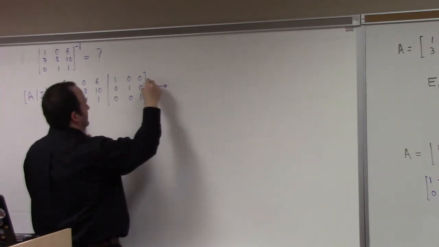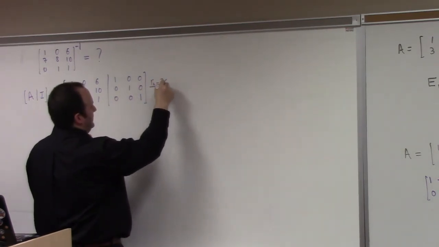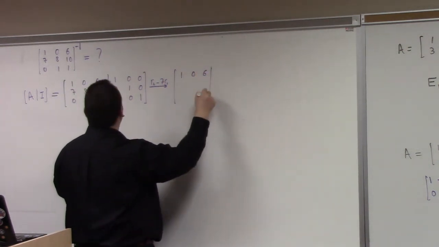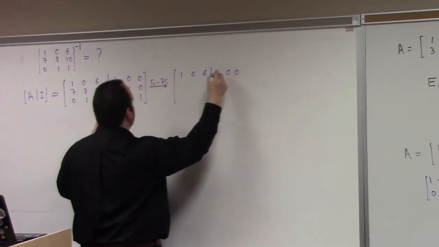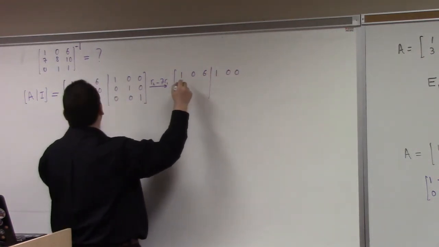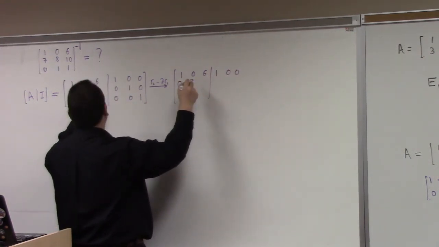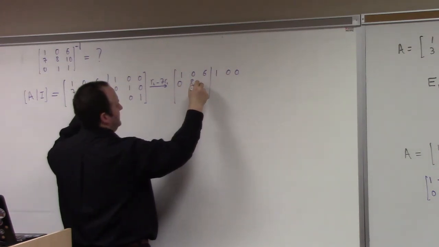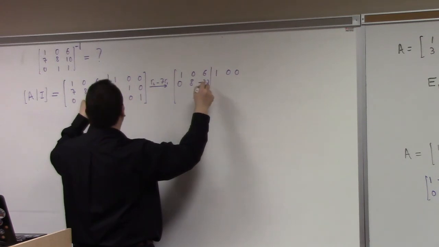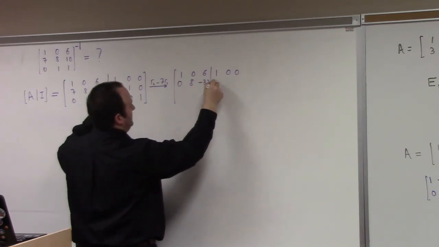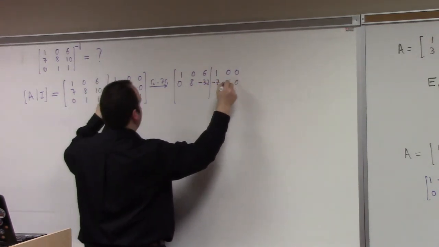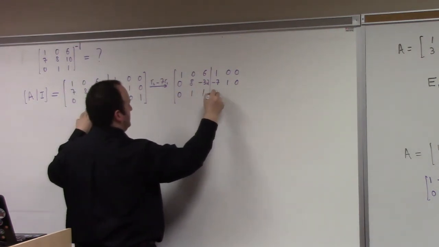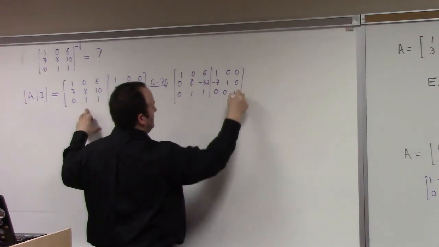We got row 2 minus 7 times row 1, which is what? 1, 0, 6, 1, 0, 0, 0, still 8. Oh, 40, minus 32, minus 7, 1, 0, yeah, 0, 1, 1, 0, 0, 1.